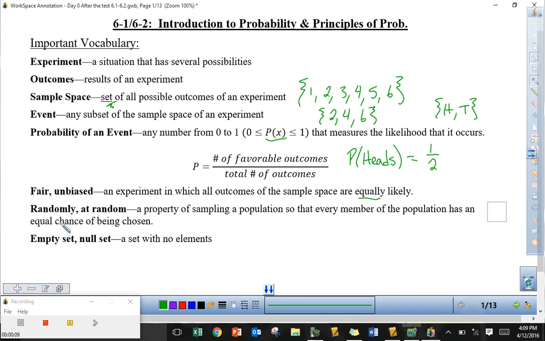The next vocab on our list is randomly, or at random. That's just a way of sampling a population so that every member has an equal chance of being chosen. If we were sampling, we could talk about drawing names out of a hat. If I draw one name out of a bunch of slips of paper in a hat, each slip would have an equal chance. So that is an example of randomly selecting or randomly sampling.